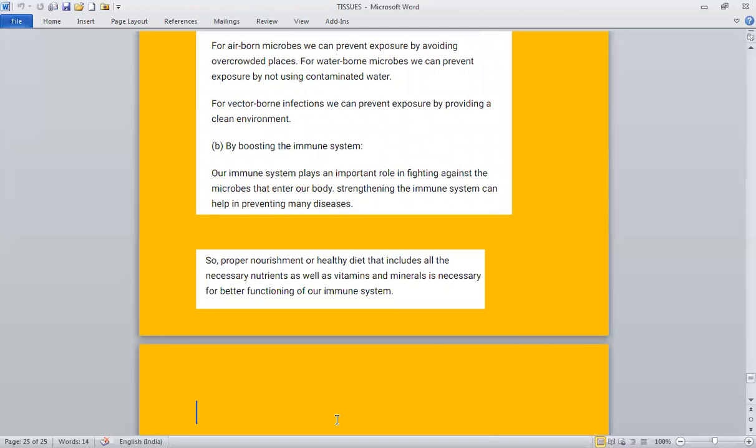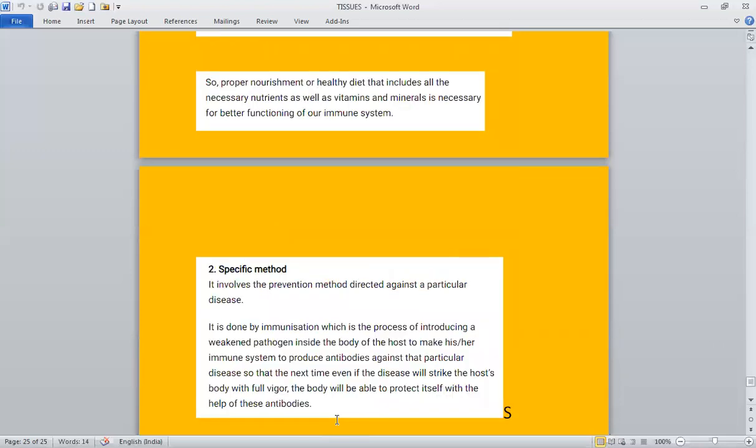Proper nourishment or a healthy diet that includes all the nutrients as well as vitamins and minerals is needed for the better functioning of our immune system. Nowadays, you are eating all things which are prepared at home only. You are not eating fast foods and you are not eating outside foods. So these all are the methods of improving your immune system.